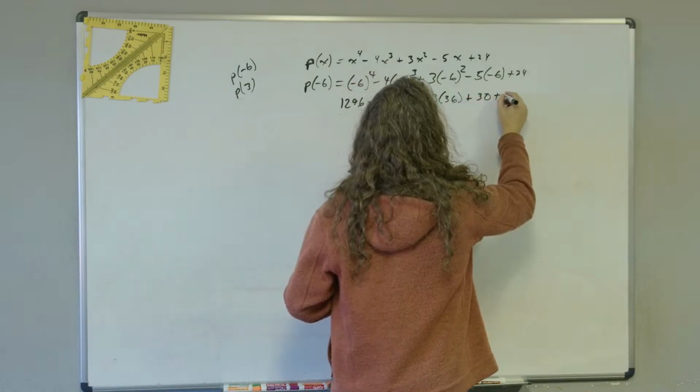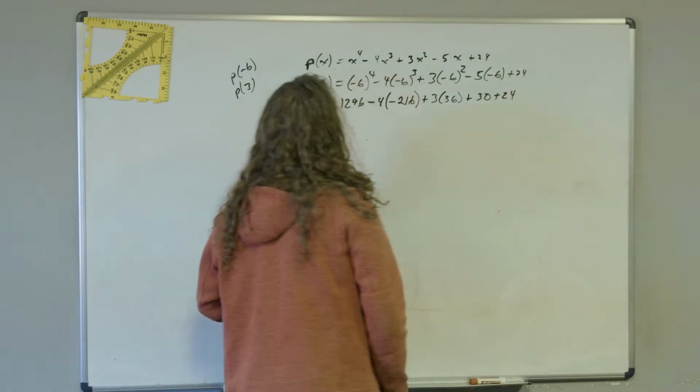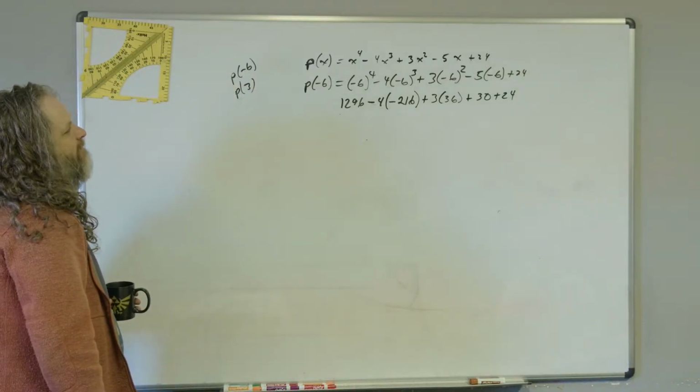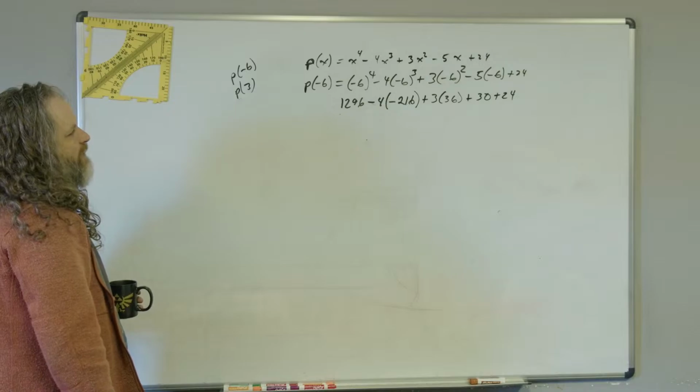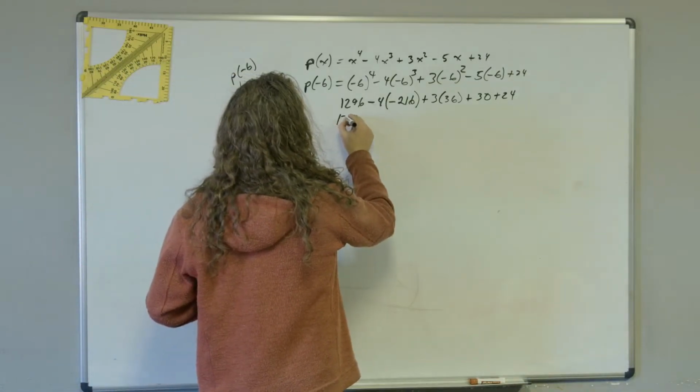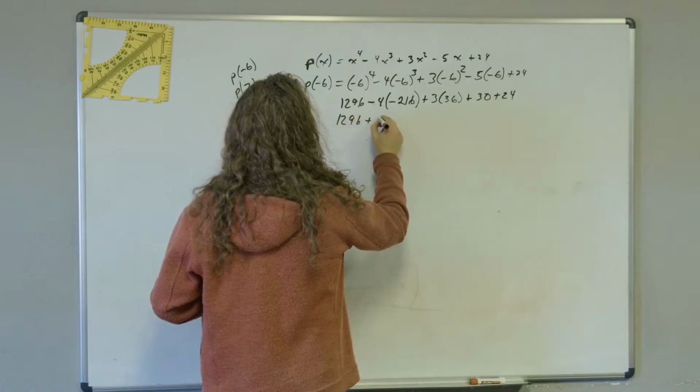Yes, it is. Great, now what? Now you multiply both zeros. Yeah, you do the multiplication, sounds good. What is -4 times -216? 864.